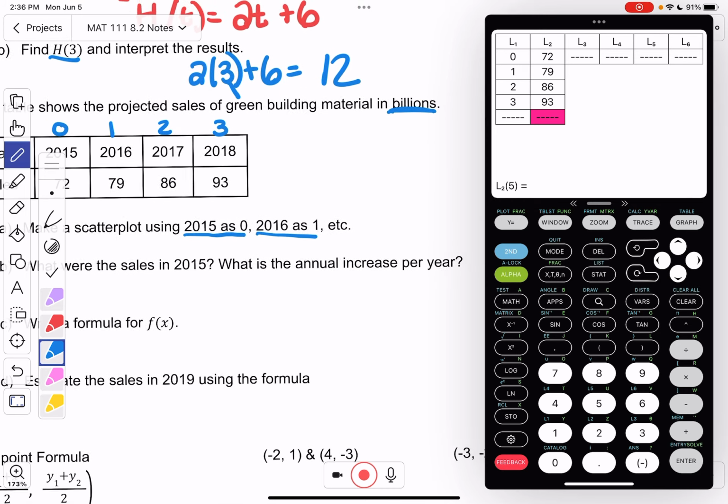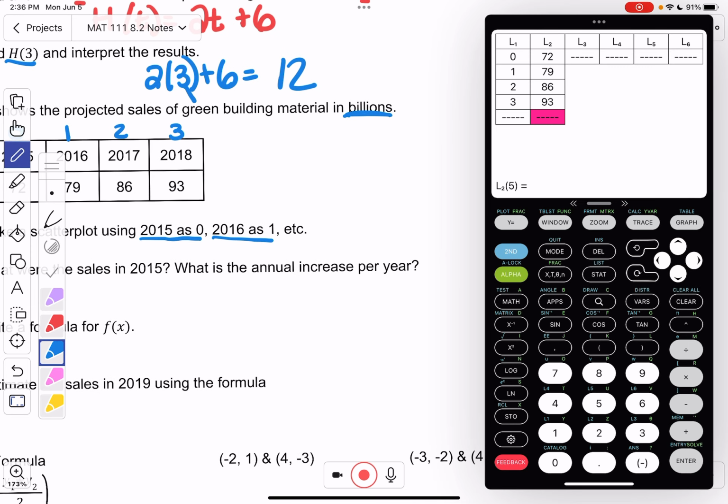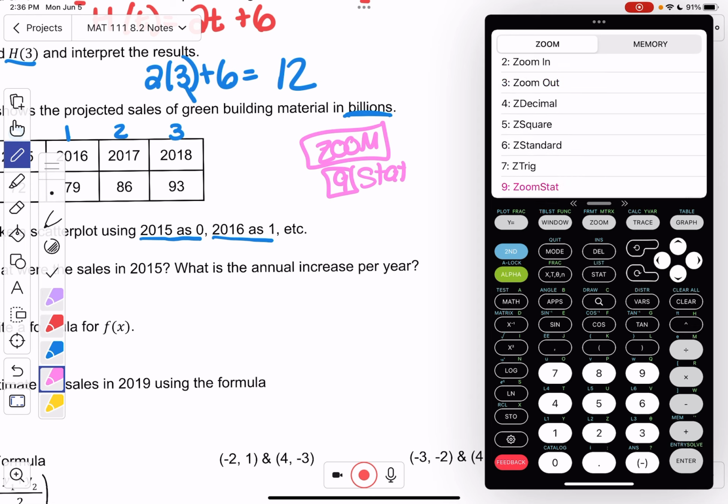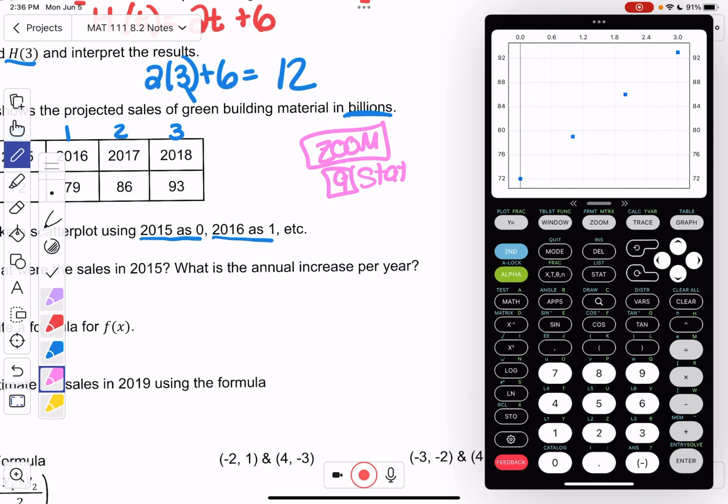Now to see that scatter plot, this one doesn't give us a window, but there's a trick. If you hit the zoom button, that's the top middle, and then go down to number 9, which is stat, that's telling the calculator to zoom into what you have listed in the stat menu. Then you can see your scatter plot. If this was a test question, you could draw it out by hand and send me a picture, or you could just take a picture of your calculator and send me that in an email or upload it right to the question, whatever's easiest for you.